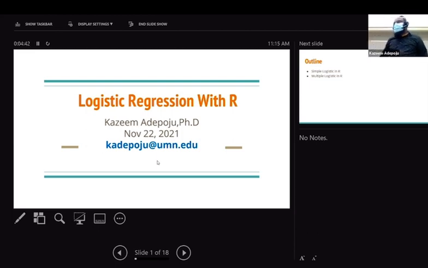Today, I'm actually going to be walking you through what we call logistic regression with our software. Why do I want to discuss this topic? Because I know the assignment for this week centered on logistic regression. And this will give you the opportunity to know how to run your code and how to interpret a logistic regression model.